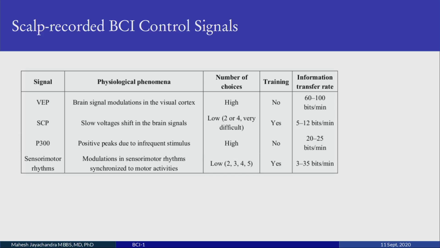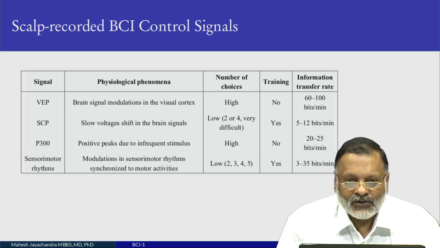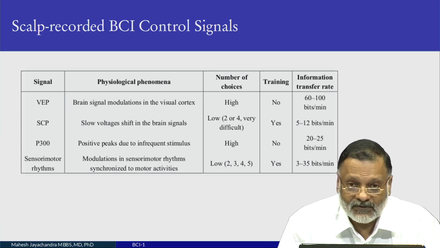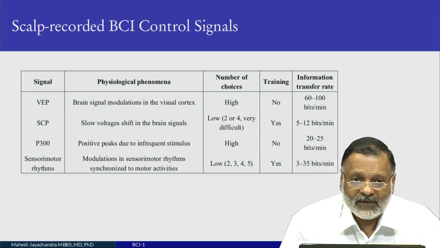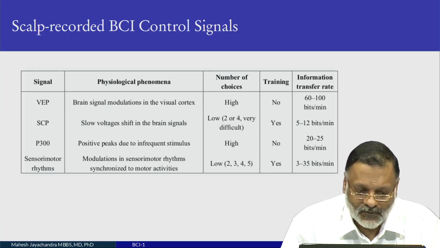Slow cortical potentials are usually used in patients with quadriplegia, or quadriparesis, where all four limbs are paralyzed. So here it's difficult. A lot of training is required and the information transfer rate is very low.